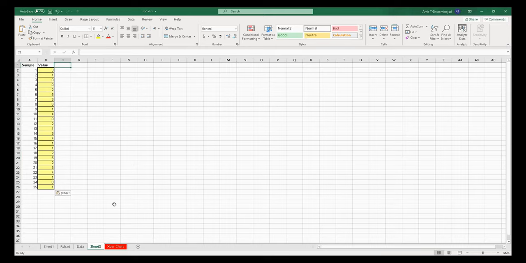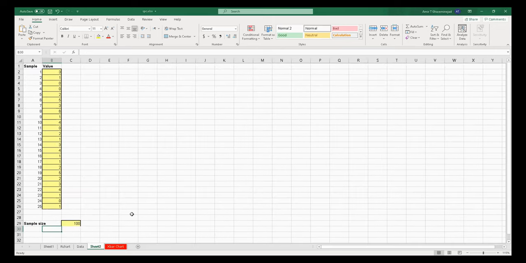We're just copying the value column, right? Sample and value, because it's important to know what the sample size is and what the number of samples is. How many samples have they taken? 25. Yes, very good. 25 samples have been taken, and the sample size is also given to us. So this is the information that we have. Sample size is 100.